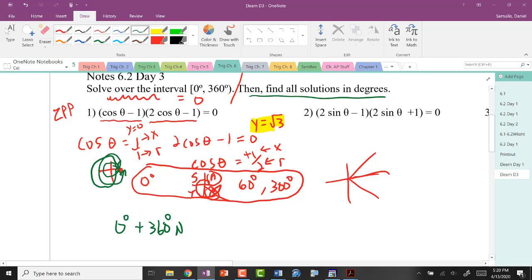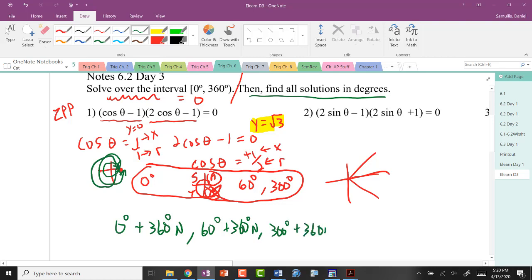Blah, blah, blah. That's what the 360n is. It's the generator for all those answers. I'm not going to over-explain that anymore. And then 60 and 300 have no special way of connecting them. Or, I told you, it's tangent and cotangent where we really have the special way of condensing the answer.